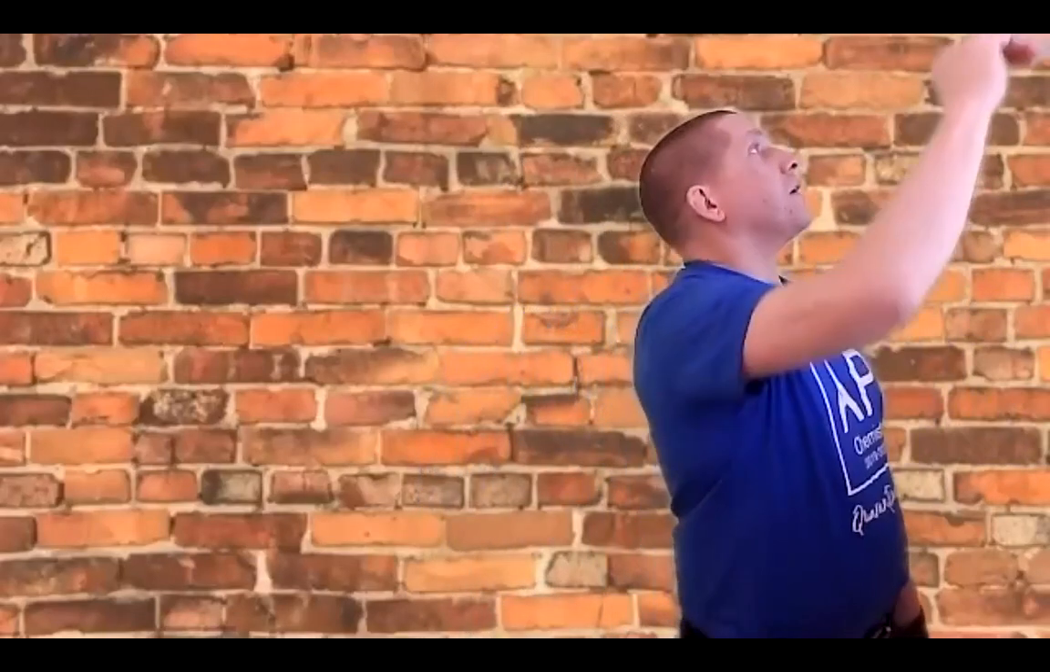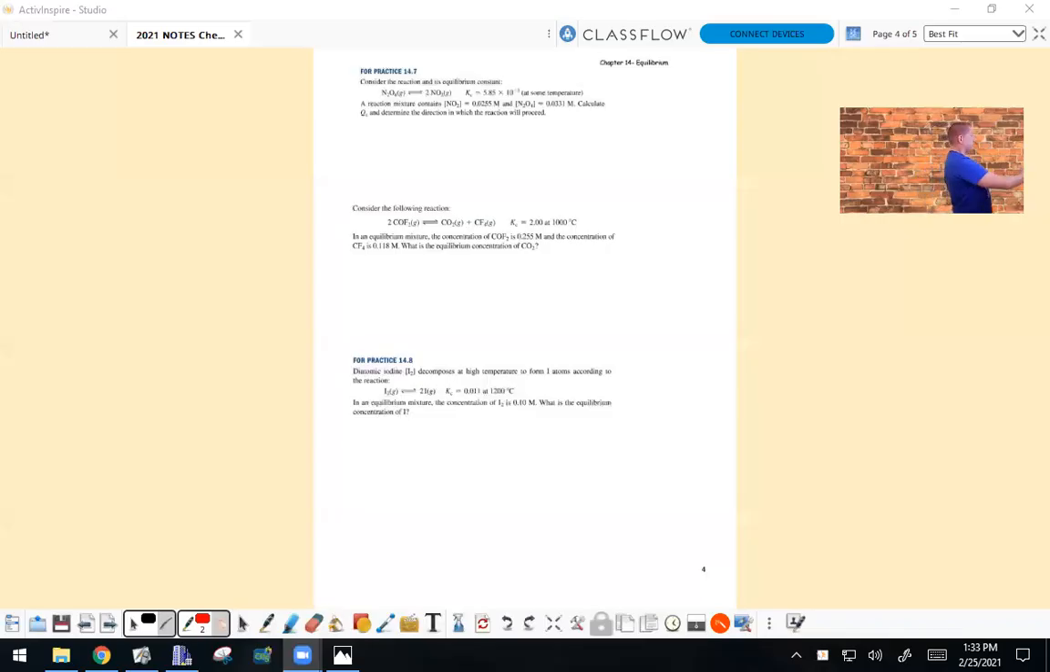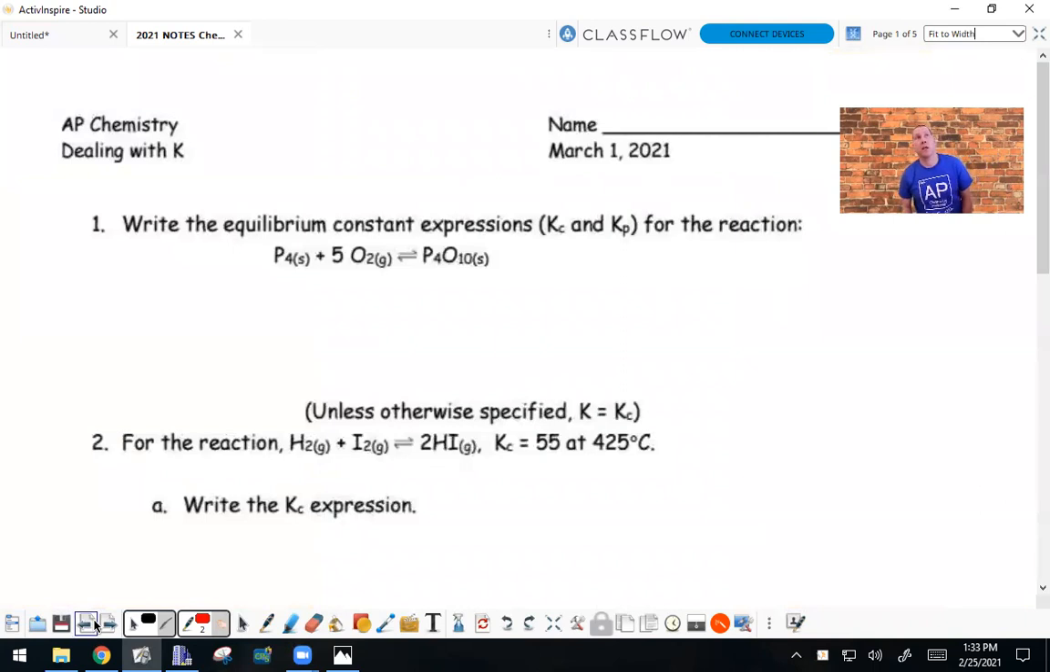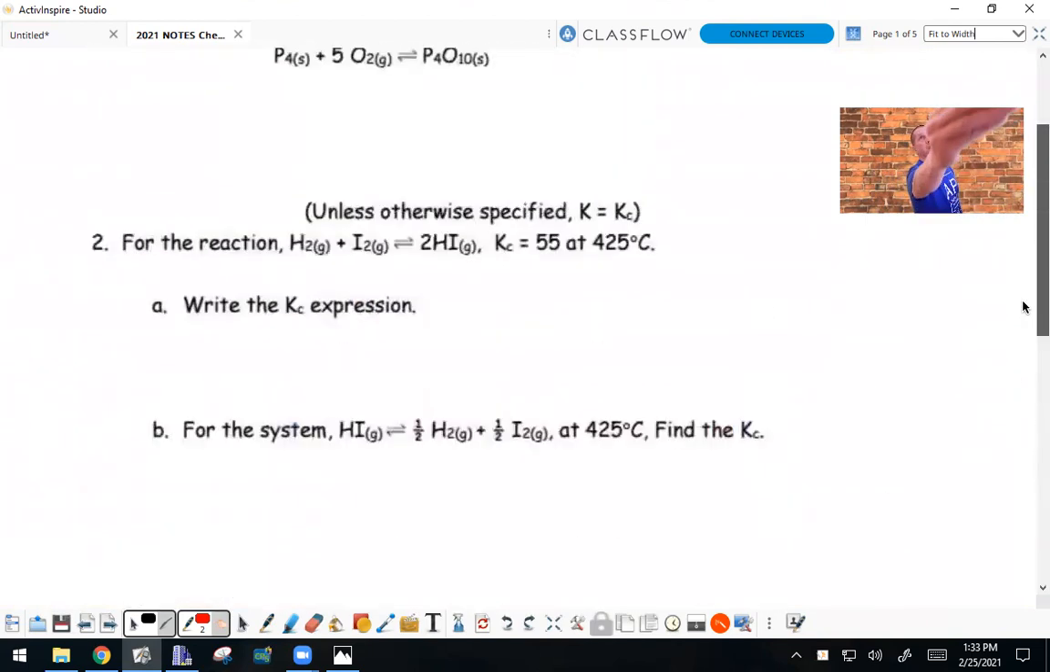All right, so next section. Let me share the whole thing because I'm going to use my calculator. And here we go. All right, so this first page is a review. I'd like you to hit pause and give it a try. So there's 3 questions dealing with what we did yesterday.